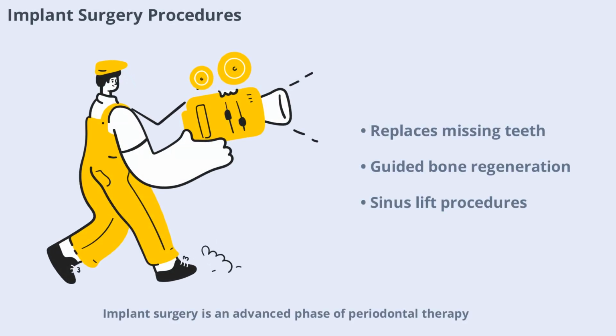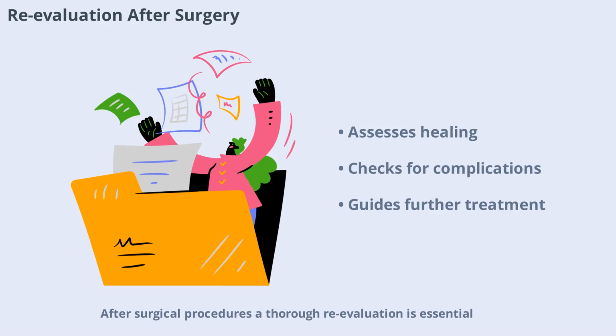Implant surgery is an advanced phase of periodontal therapy. Procedures such as guided bone regeneration, placement of dental implants, and sinus lift are performed to replace missing teeth and restore function. These surgeries require careful planning and precise execution for optimal results. After surgical procedures, a thorough reevaluation is essential. This step assesses healing, checks for complications, and determines whether additional treatment is needed. Regular follow-up ensures that the patient remains on track and that any issues are addressed promptly.